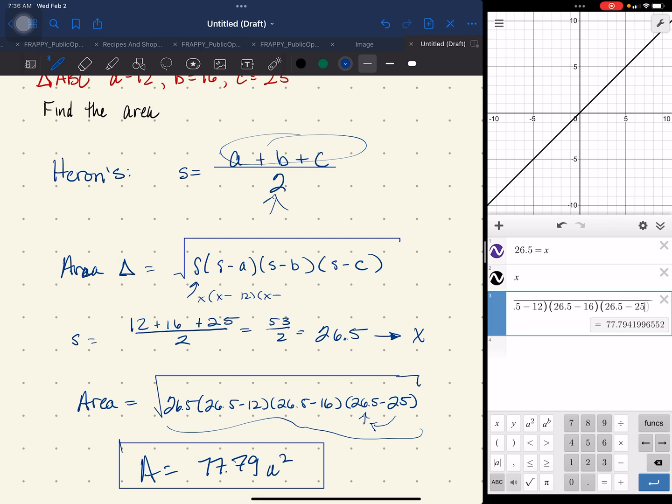You use it when you have 3 side lengths and nothing else for a triangle, and you want to find the area.